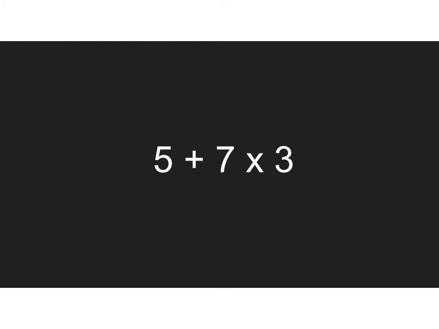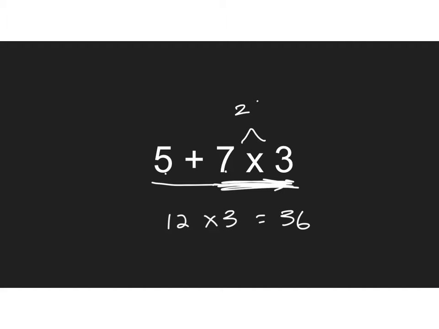Now, there's a couple different ways that I feel like kids might take a look at this. And the wonderful thing about math is there's no one way that you have to do anything. So I feel like some kids might work from left to right, and they would say 5 plus 7 is 12 times 3 equals 36. And some other kids might say, okay, I'm going to do the multiplication first. So 7 times 3 is 21, and now I've got 5 plus 21 equals 26.